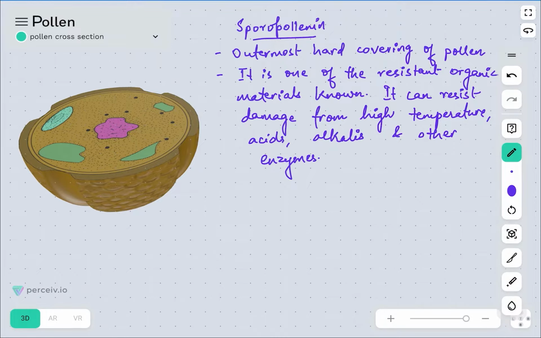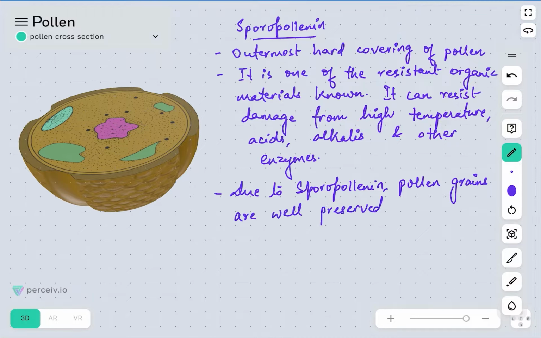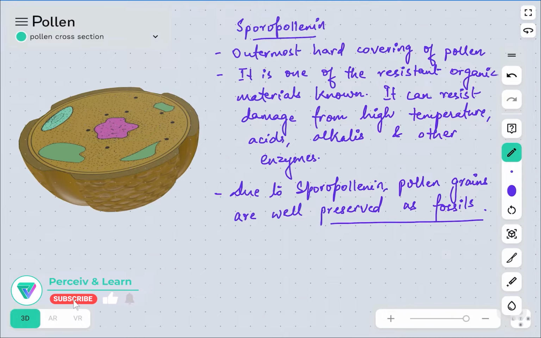Alright, and because of this property of resistance, pollen grains are well preserved as fossils. So due to sporopollenin, pollen grains are well preserved as fossils. This question has been asked in examinations a couple of times as well: why are pollen grains preserved as fossils? It is because of the presence of sporopollenin in the exine layer.